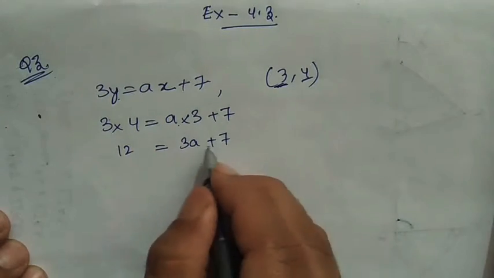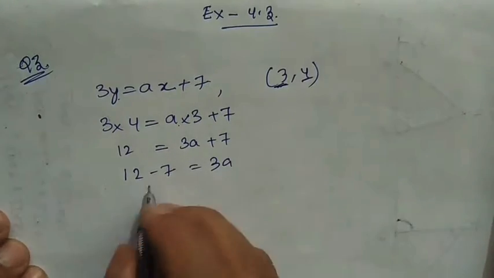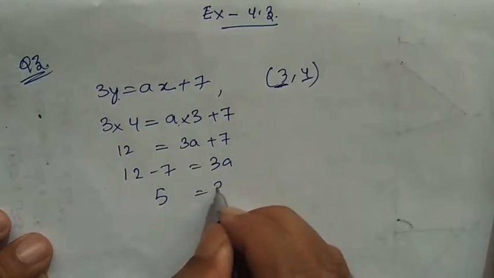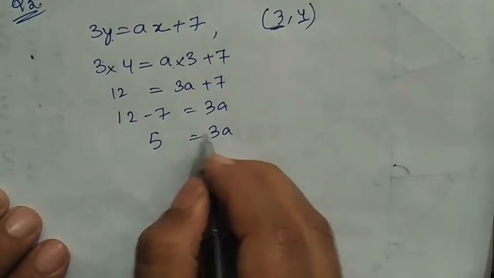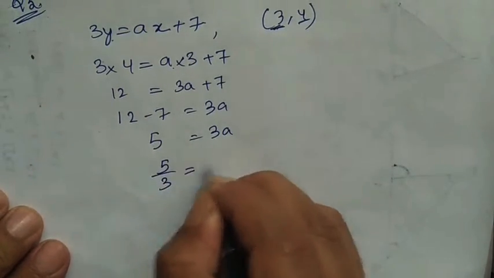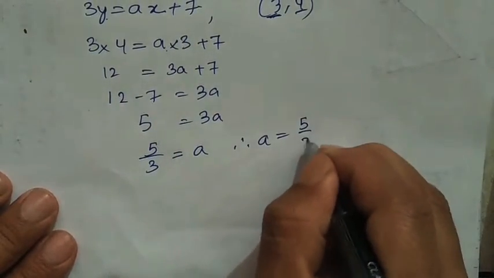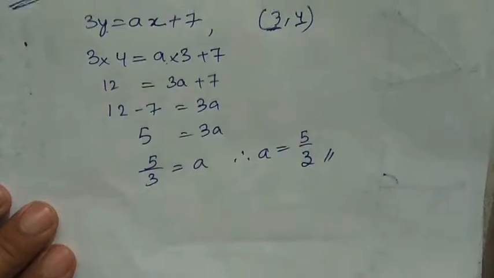Now, subtracting 7 from both sides: 12 minus 7 is 5, which is equal to 3a. So if I cross-divide, we get 5 by 3, which is a. Therefore, the value of a is 5 by 3. This is the value of a.